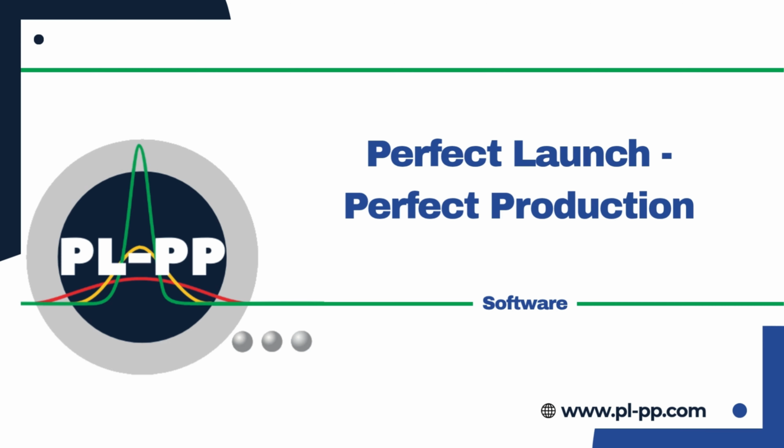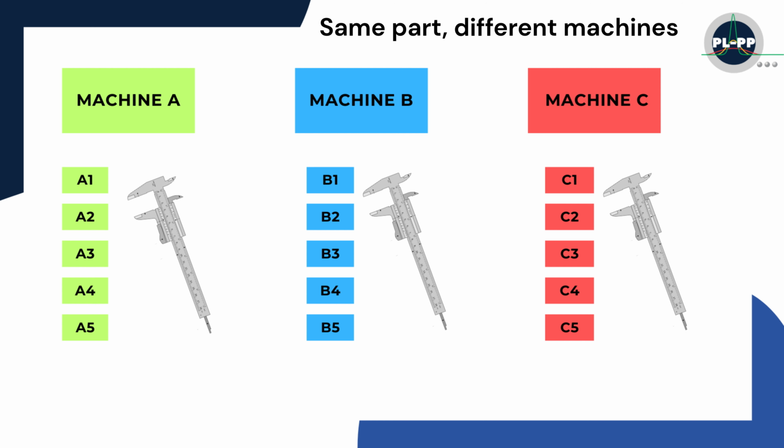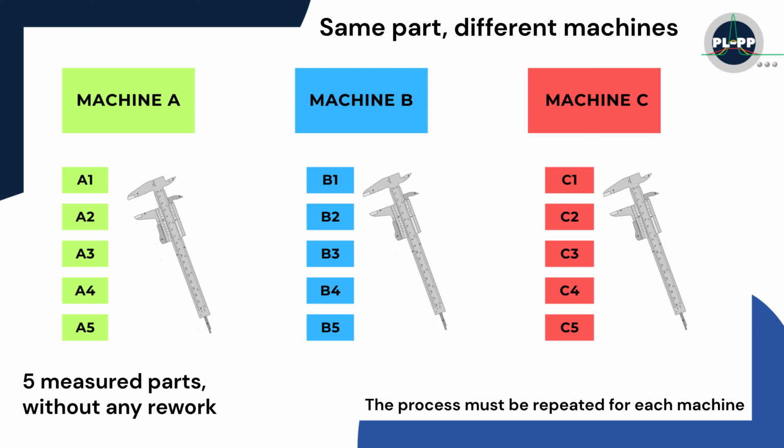The PLPP software can help you answer these questions when making an investment. To perform this evaluation, only the device specifications and 5 test parts manufactured with the equipment you wish to acquire are needed. If the parts cannot be produced directly because an additional device is required, it is possible to use a similar part manufactured with the same processes if the specifications are available and 5 parts are measured without any rework. This procedure must be repeated for each machine to analyze the different purchase options.